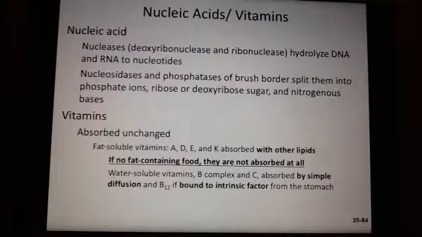Okay, and then vitamins are actually able to be absorbed without any change to their structure before they're absorbed. So they are absorbed unchanged. This talks about that fat-soluble vitamins are absorbed with other lipids. If there's no fat-containing food, then they are not absorbed at all. It talks about water-soluble vitamins B and C are just absorbed by simple diffusion.